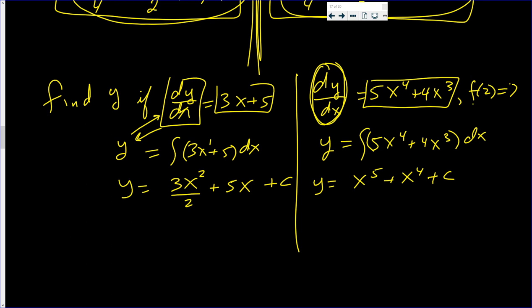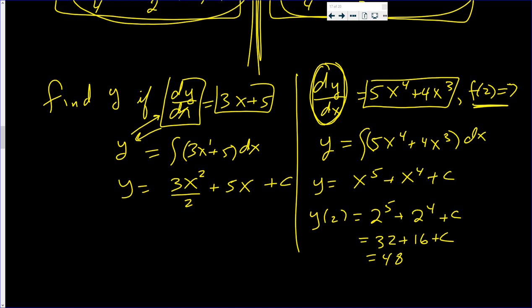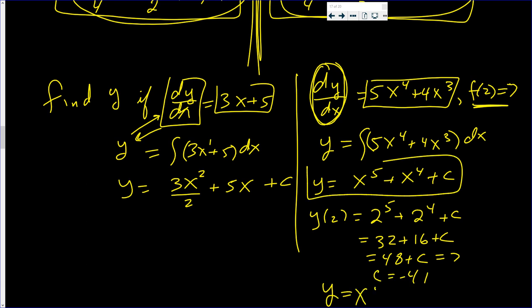What's this constant? Well, y of 2 must be 7. y of 2 is 2 to the 5th plus 2 to the 4th plus c. It's 32 plus 16 plus c. It's 48 plus c, but it must be 7. So c must be negative 41. Updating this, y is equal to x to the 5th plus x to the 4th minus 41.